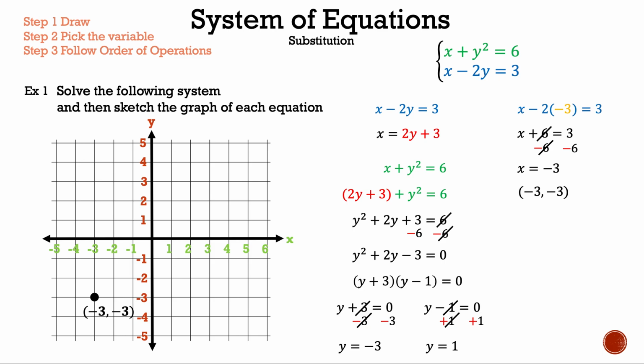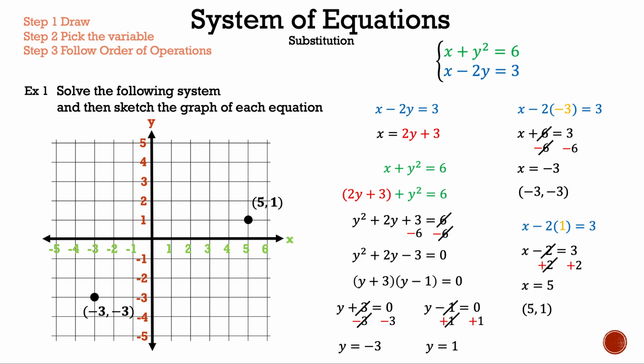Now we need to find our second input. Once again, let's use the equation x minus 2y is equal to 3. Let's substitute 1 for y. So now we have x minus 2 times 1 is equal to 3. And minus 2 times 1 is minus 2. So we have x minus 2 is equal to 3. Let's add 2 to both sides, and 3 plus 2 is 5. So x is equal to 5. Now we know our second point, 5, 1. Let's add it to the graph, and there it is.